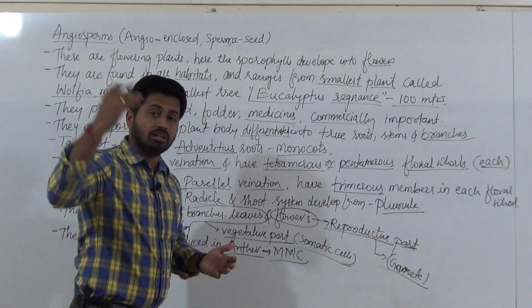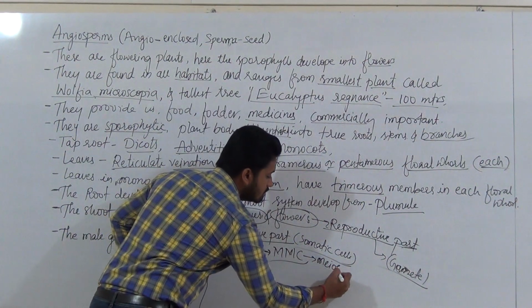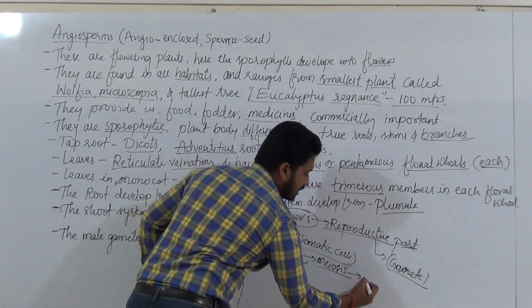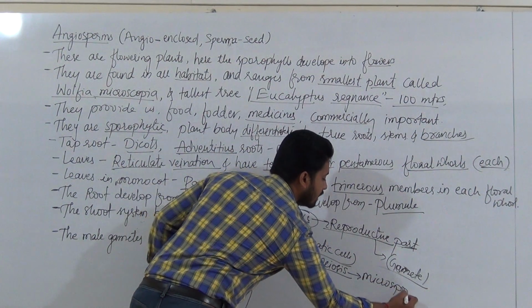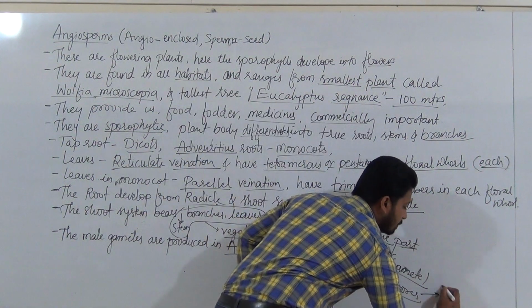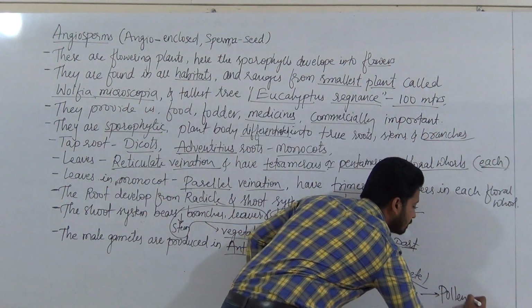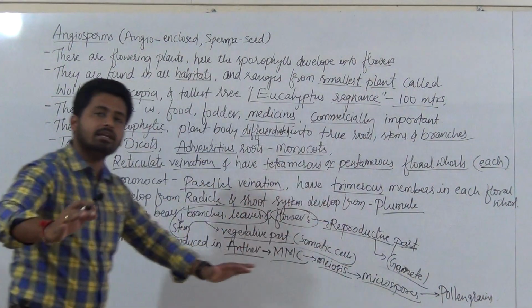Here the megaspore, the female one, will come. Microspore mother cell undergoes meiosis and forms microspores, and these microspores later develop into pollen grains. This is the male gamete in angiosperms.